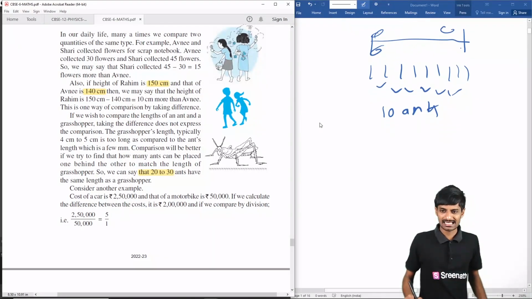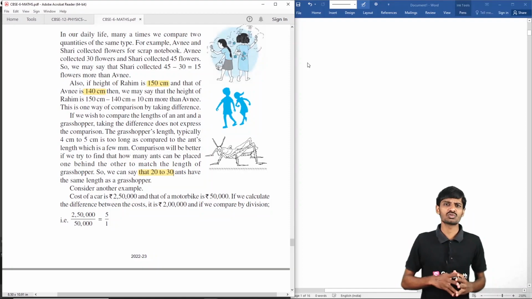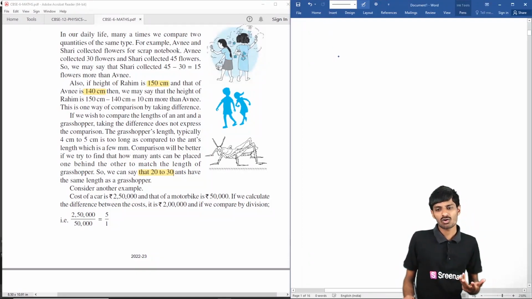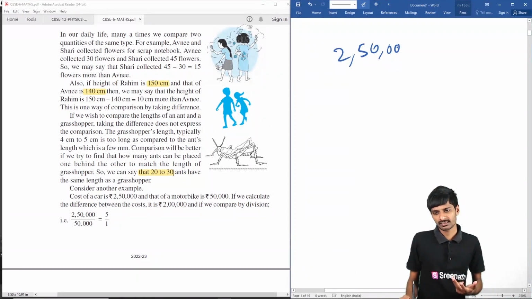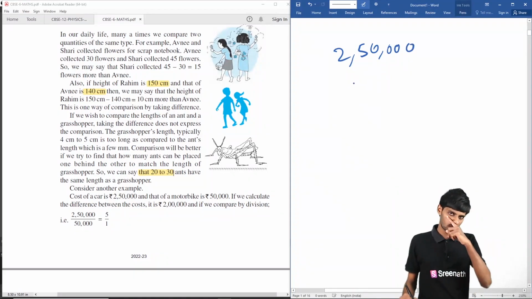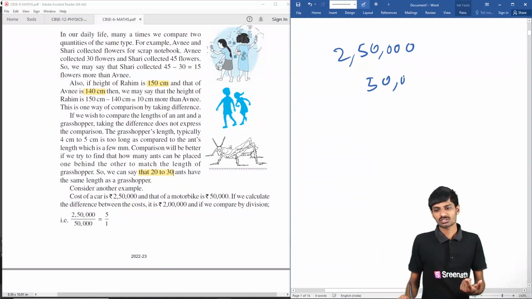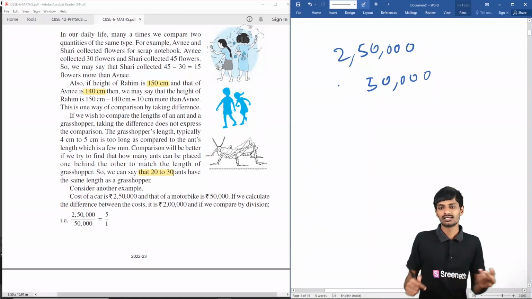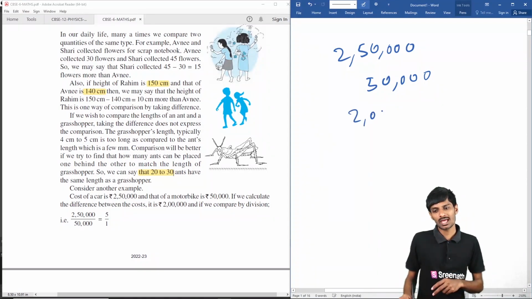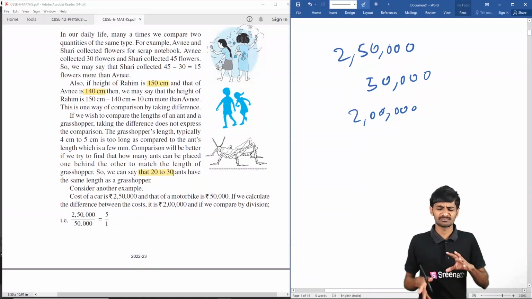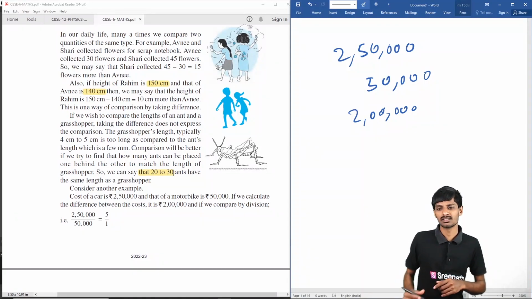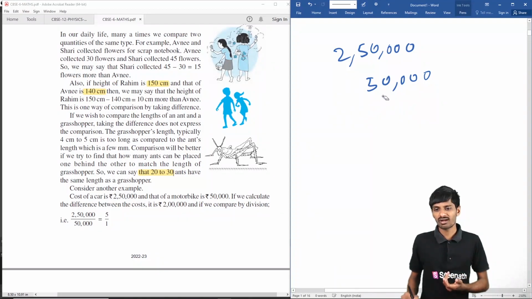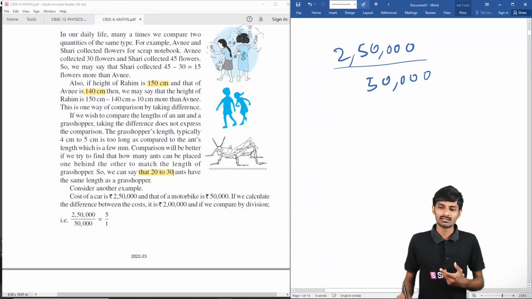I will give you another example in a similar situation. Suppose you have bought a car and the car costs 2,50,000 rupees. And suppose you have bought a bike also, which costs 50,000 rupees. If you want to compare these two things by simply subtracting, you will get 2 lakhs. But you don't get much idea about the comparison between the rates. But suppose you divide them, what will you get? You will get 5 by 1.